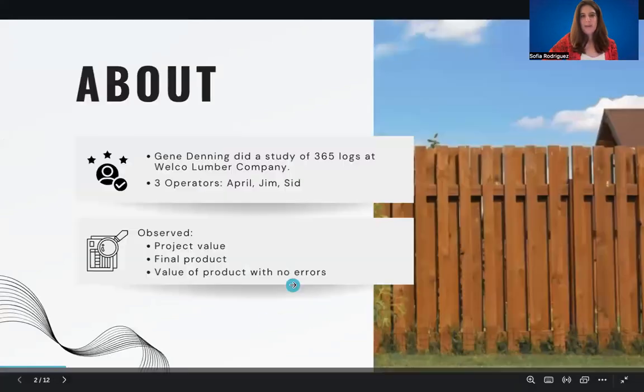So just a little bit about this whole thing. A manager by the name of Gene Denning did a study where he videotaped 365 logs being broken down and processed. In total, he oversaw 3 of his operators, April, Jim, and Sid, and he observed how they processed each log that they worked on.